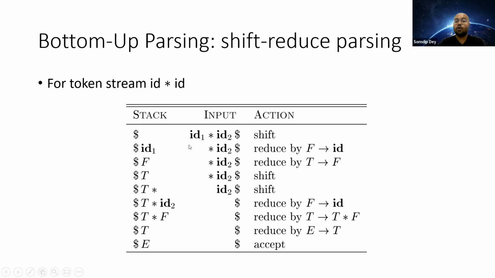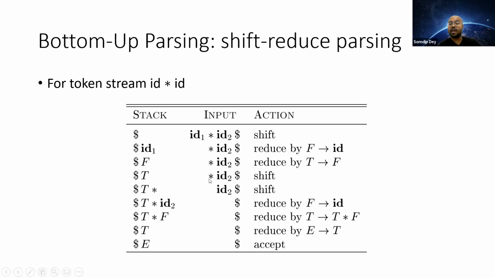So first, you have the input, which is ID1 star ID2. We start from the left-hand side. We take the terminal, which is ID1, and put that in the stack, as shown. And then we reduce the ID1 by the F produces ID production rule. And then we reduce the F using the production rule T produces F to the T. And we continue doing this till we have reached a non-terminal.